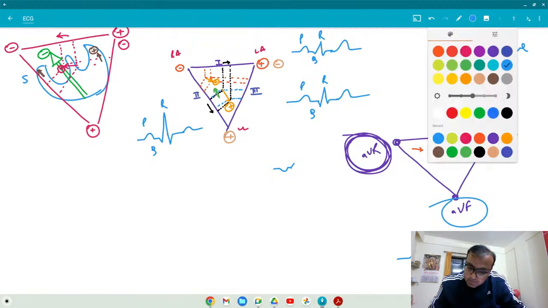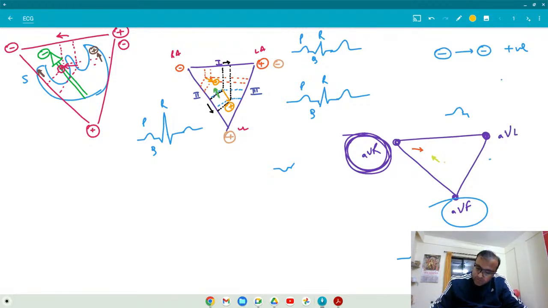Now what about this major ventricular depolarization? This time we will talk about major ventricular depolarization. So the major ventricular depolarization direction was like this. So tell me about AVR. Correct. Okay, very good. So AVR should be of negative nature. Let's put it negative. What about AVL? AVL also away.